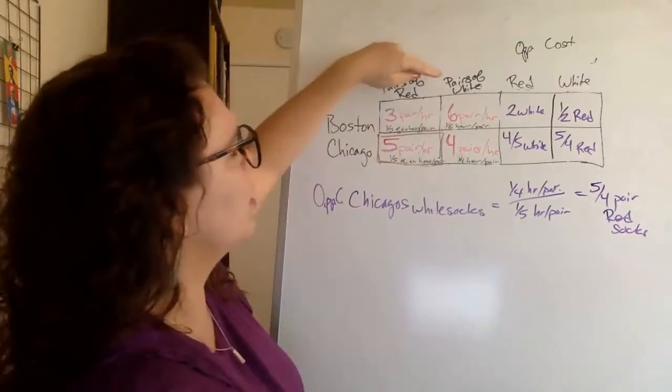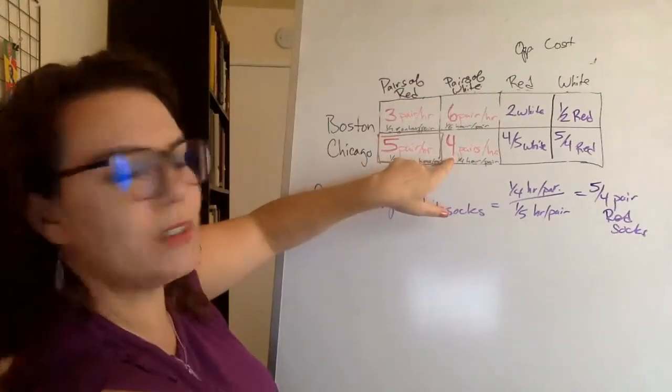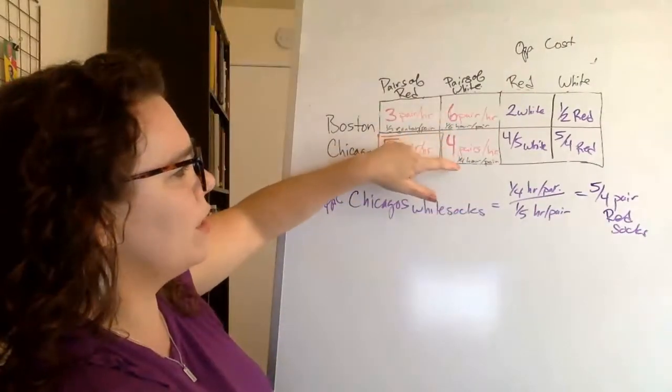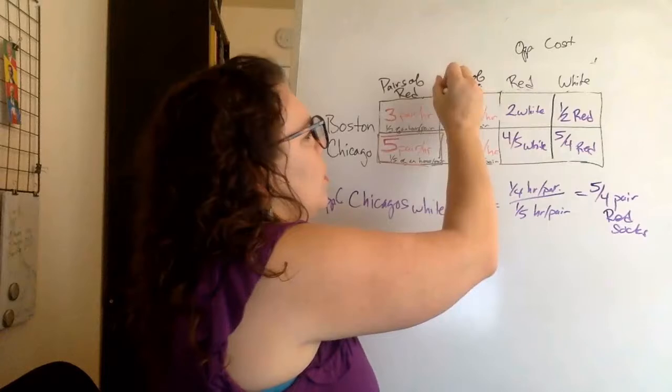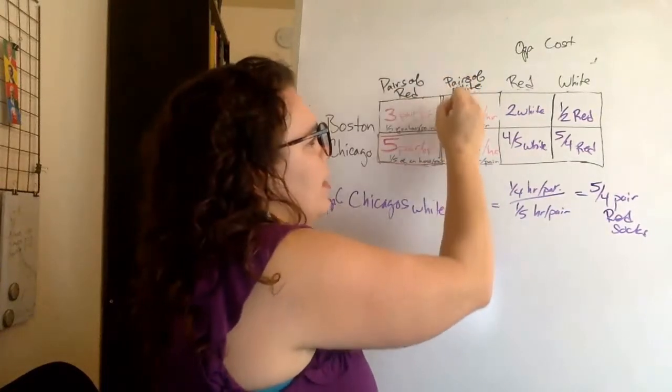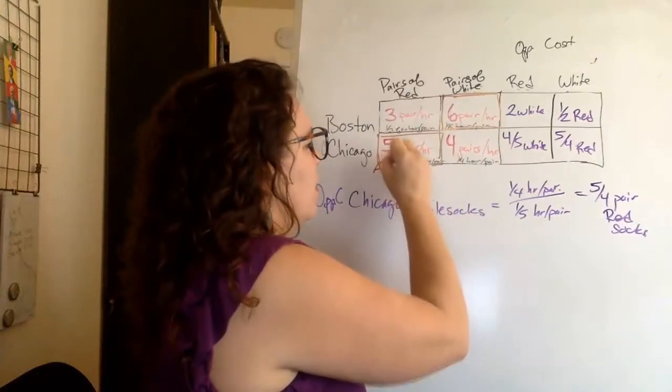If we're looking at producing White Sox, Boston can produce 6 pairs in an hour. Chicago only produces 4. Chicago has a price of 1/4 an hour, and Boston has a price of 1/6 of an hour, so Boston has the absolute advantage.